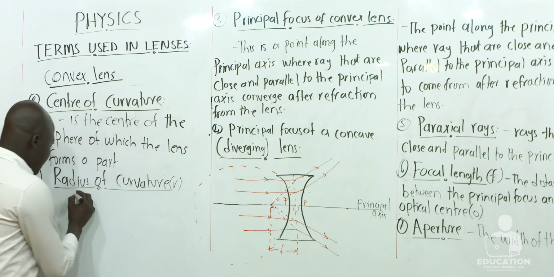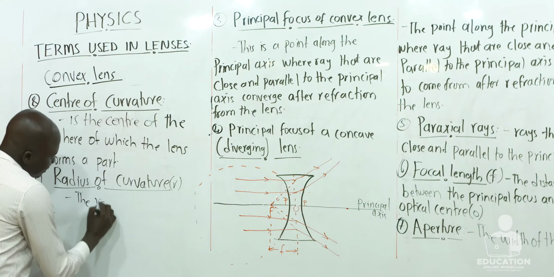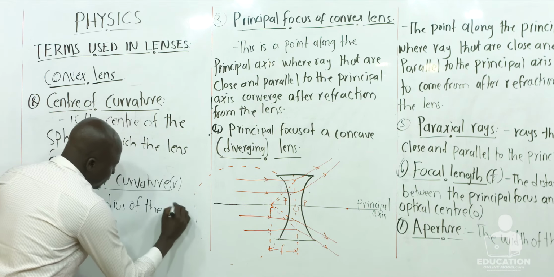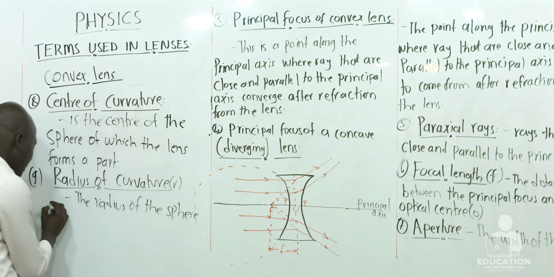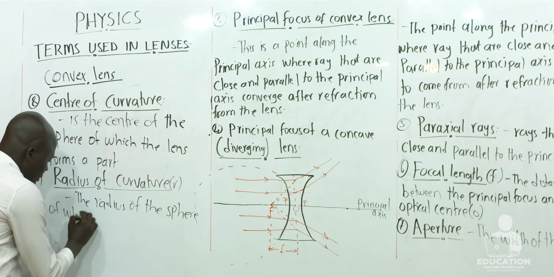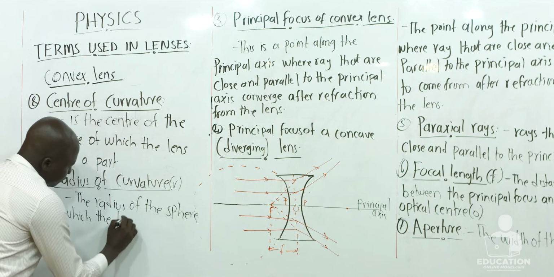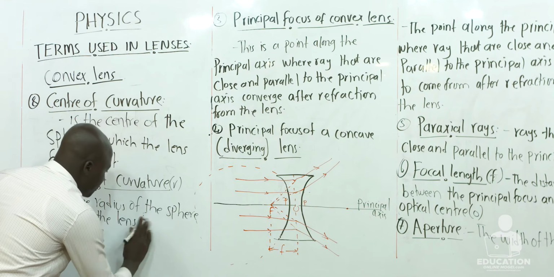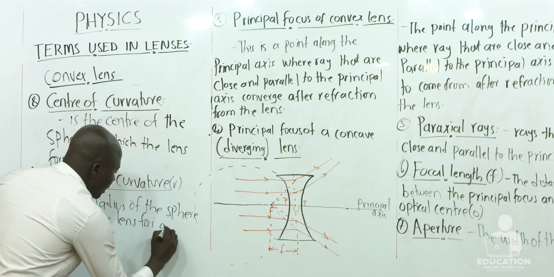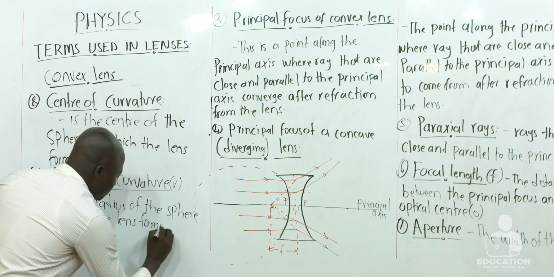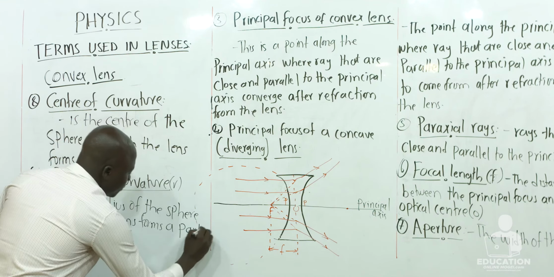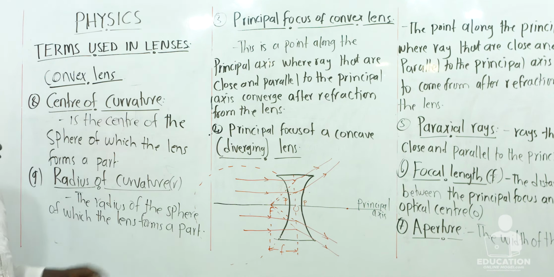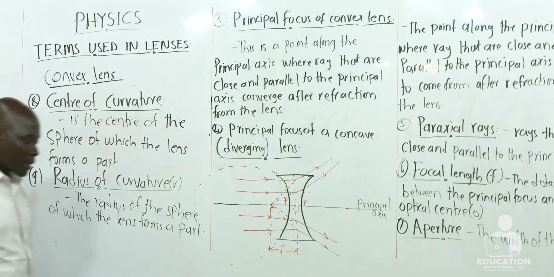So we say this is the radius of the sphere of which the lens forms a part, or we say the radius of the sphere from which the lens has been cut.